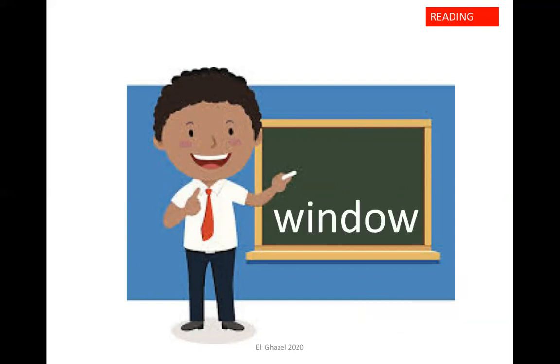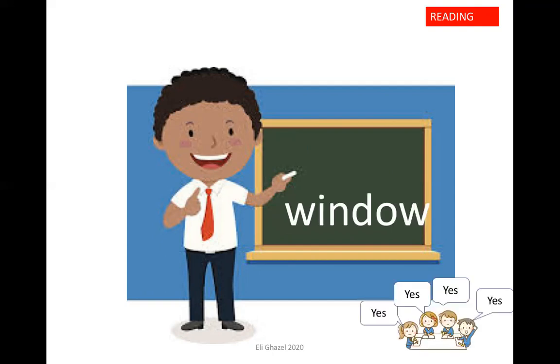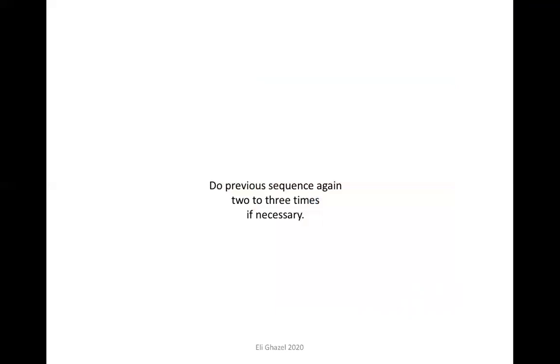Remember, every time they see the word, they don't know if it's going to be the shape or the image of a window or something else. So they don't know if they're going to say yes or no. This is what we call heightened attention. The attention of the learner is heightened in anticipation because they don't know what's going to come next. So you put the image, you signal, they will say yes, same thing, again and again. And remember, you can do the sequence again if necessary.